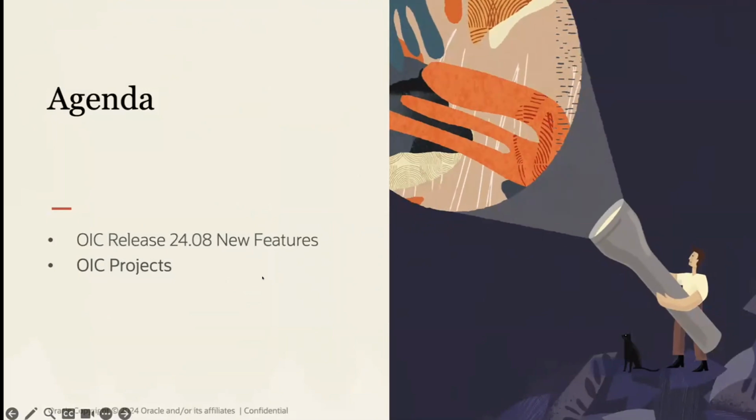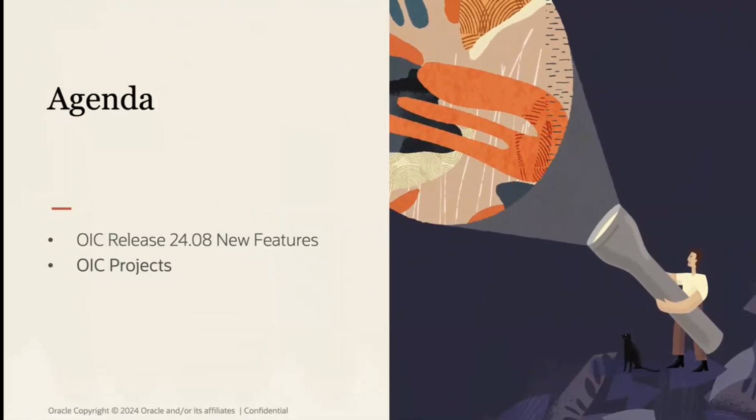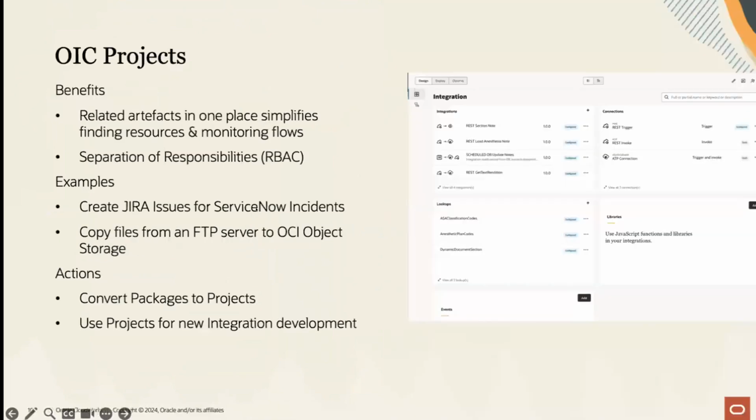Now, with that said, I want to give you an idea of what we've been doing in OIC projects. Projects is one of the most important features of OIC 3. And the idea is very simple. The idea is that all the artifacts related to a particular work feature that you're trying to use are available as a project, and I'll show you what I mean by that.